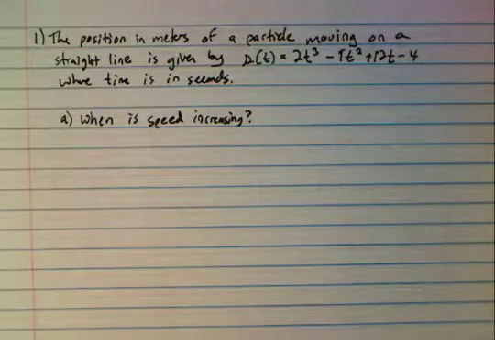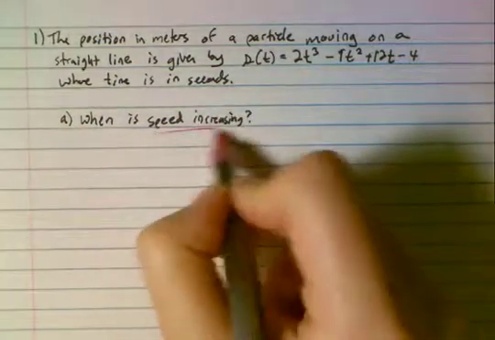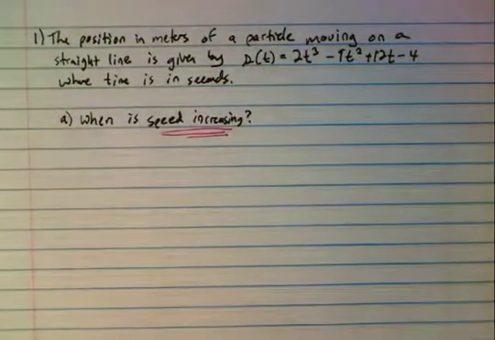The position in meters of a particle moving on a straight line is given by s of t equals 2t cubed minus 9t squared plus 12t minus 4, when time is in seconds. When is the speed increasing? You have to be really careful about remembering what this asks for. Speed is increasing is not the same as velocity is increasing.